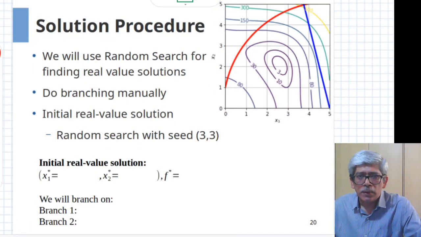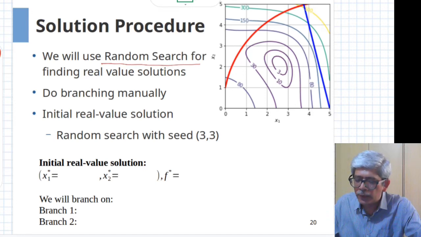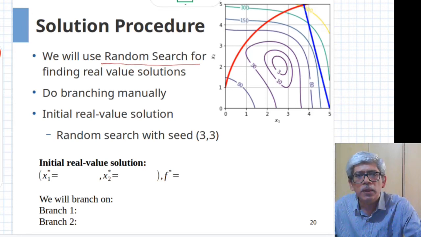In order to find a solution to this problem, we need to have some algorithm. So I will be using the random search method to find the real value solution. I wrote a code which will give me the optimum solution for this specific problem. Once I find the real value solution, I can decide which variable to branch upon and then proceed with the branching. So let's take the first run.